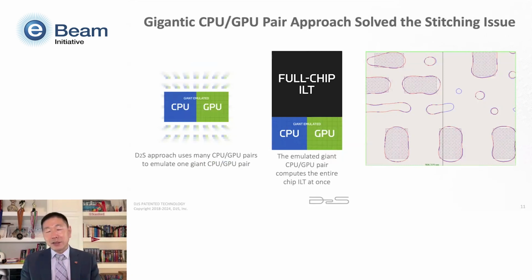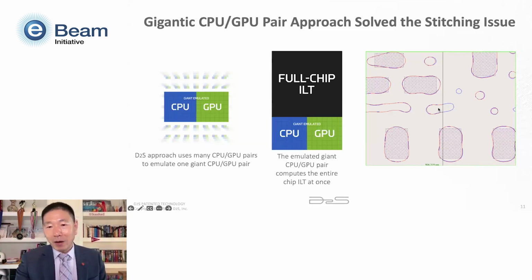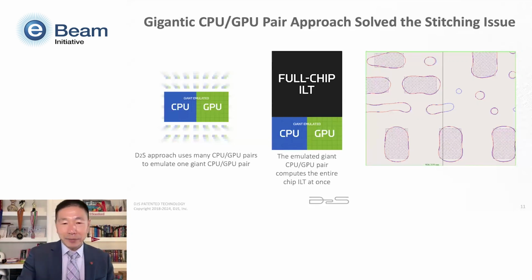And that problem, this stitching issue, was solved by D2S. We came up with a new idea. We call it a gigantic CPU-GPU pair. The idea is you put the entire design into the memory, and you have all those GPUs iterate at the same time. So in each iteration, we actually solve the entire design, then we move to the next iteration. By doing so, we don't have such a stitching problem at all. So you look at this blue contour, you see all those SRAFs, when they cross those partition boundaries, they are actually continuous. So this totally solved the computing issues for full chip curvilinear ILT.